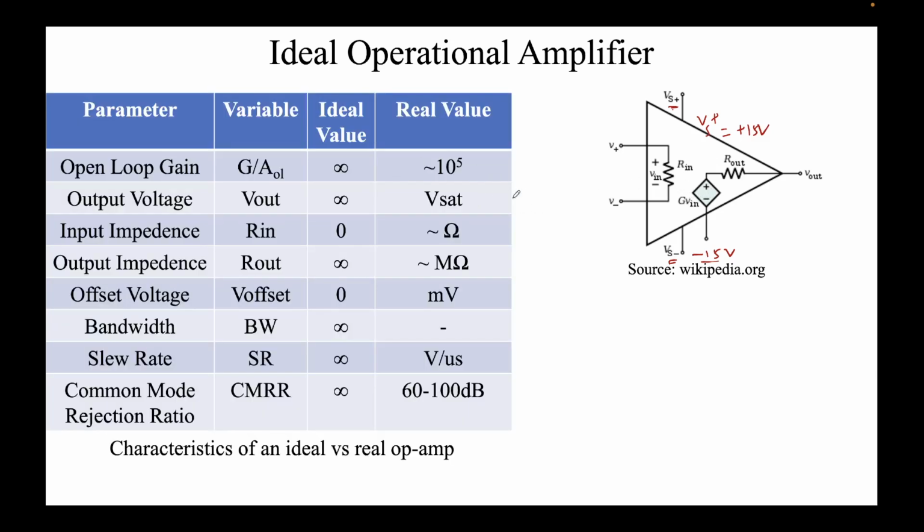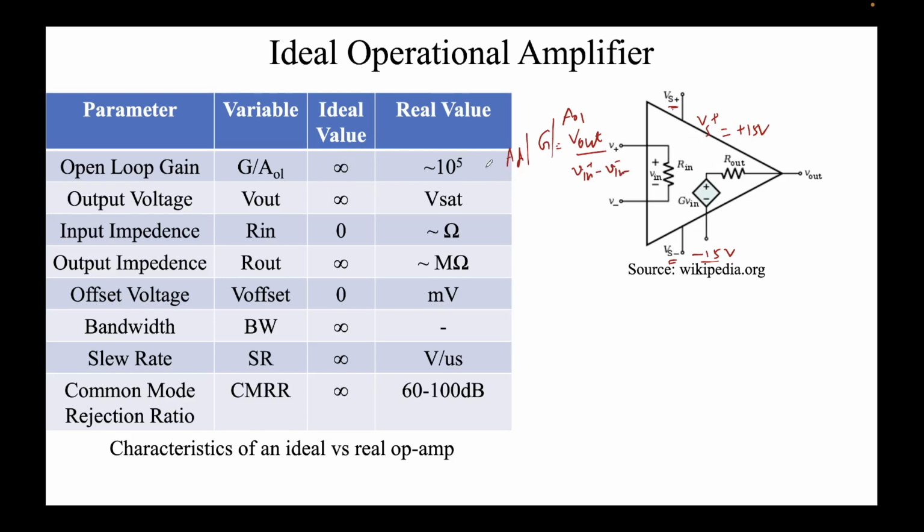Here are some of the parameters which you will encounter in textbooks and in numerical problems which you are going to solve. Here is the parameter name, the variable which is usually denoted, with the ideal value and the real value. This is a very standard thing, and it's very easy to understand. What's the open loop gain? The open loop gain is simply G. So G would be V out, which I denoted as AD or G or A open loop. OL stands for open loop. This is V out divided by V in plus minus V in minus. This is the gain. Ideally, for an ideal op amp, this is infinity.